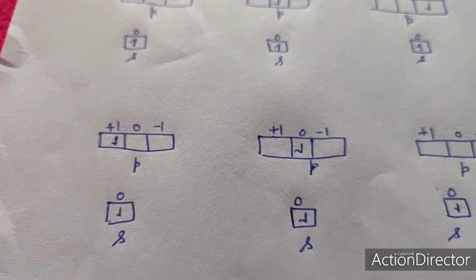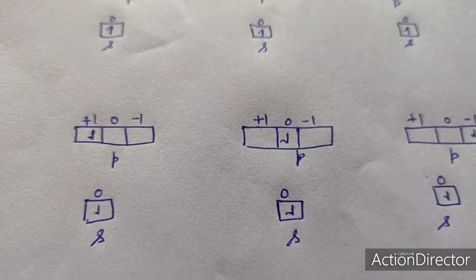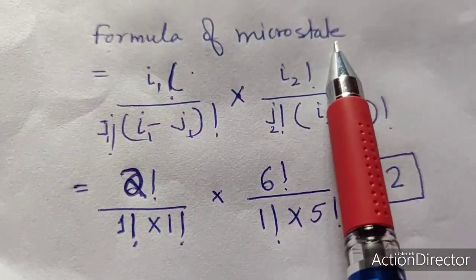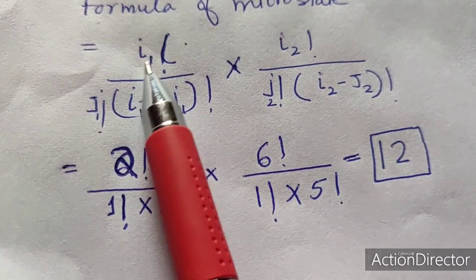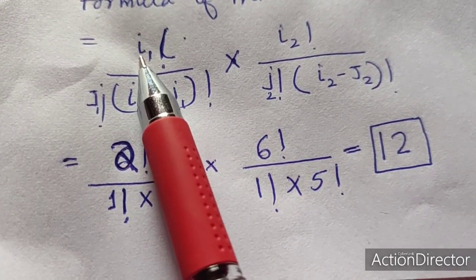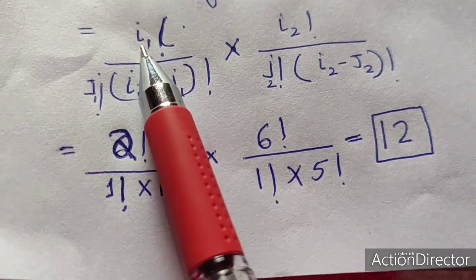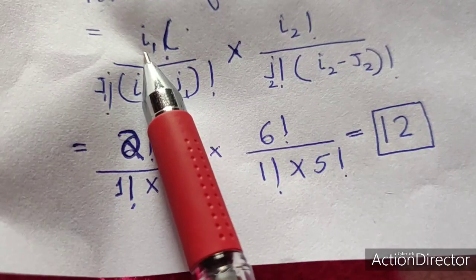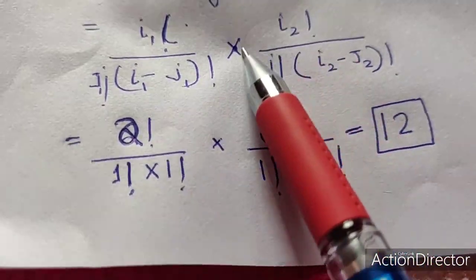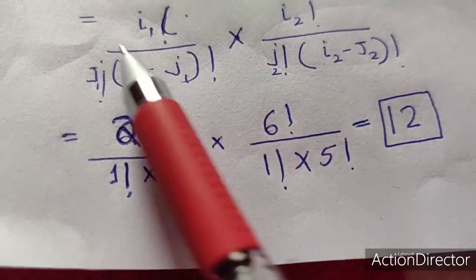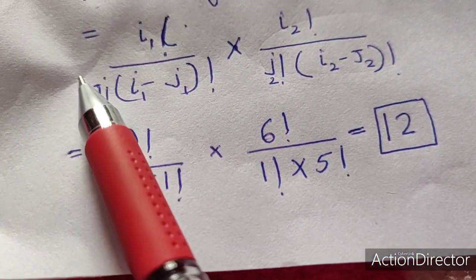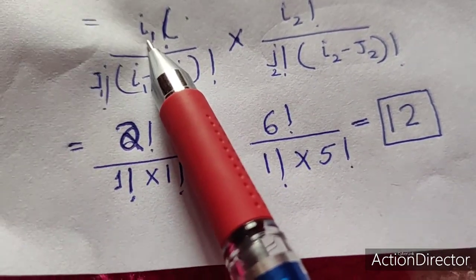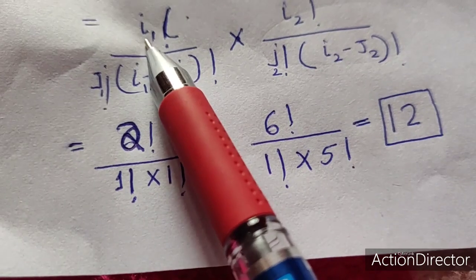We can draw the different combinations of the electronic configuration, the electrons in the different configurations, and this is the formula for microstate determination. So this is I, the maximum number of electrons that can go to a particular orbital. This is for S orbital and this is for P orbital. This is the number of microstates for P orbital and this is the number of microstates for S orbital.